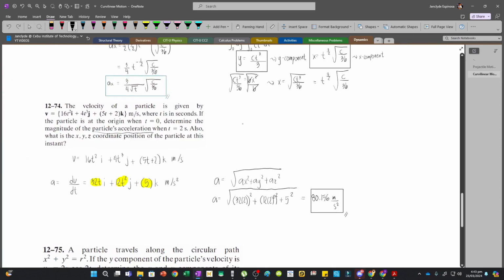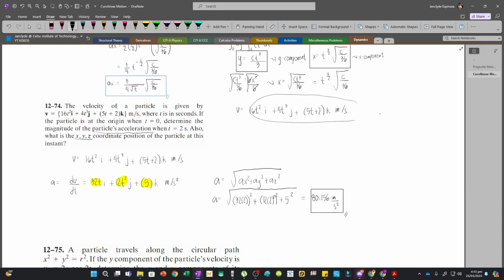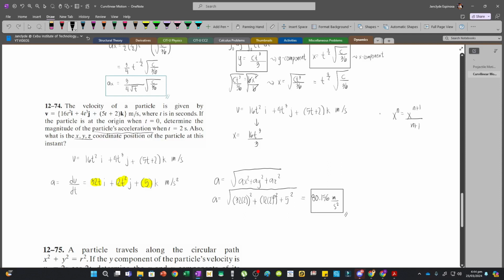Now for the next one, we need to know the x, y, and z coordinates of the particle at this instant. So for the position, we need to integrate this. Now integrating these separately, we have for x, this will be 16t cubed over 3. We are using the integration rule, which is x to the n becomes x to the n plus 1 over n plus 1. So whatever the result of the exponent is, that will be our denominator. And then we need to add 1 to the exponent. So 2 plus 1 gives us 3, and this is our denominator.